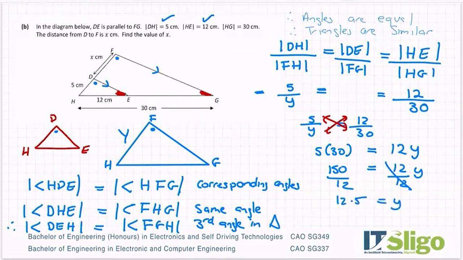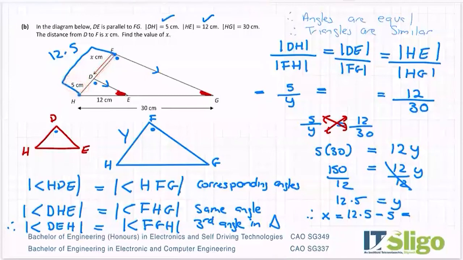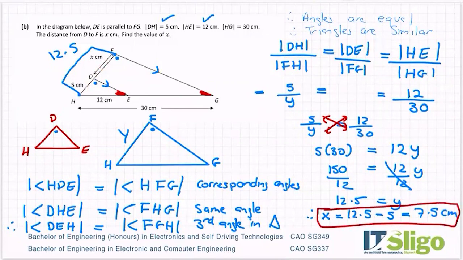So I've got that full side here is 12.5. And this is why I changed the letter: X is equal to 12.5 minus the 5 centimeters that's already there, because I just want this part of it. And I get 7.5 centimeters for X. Okay, so that is how you use similar triangles.